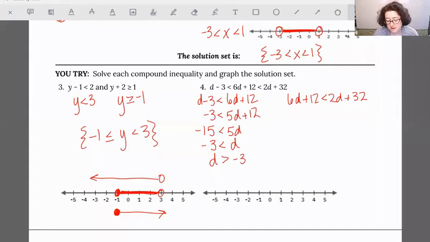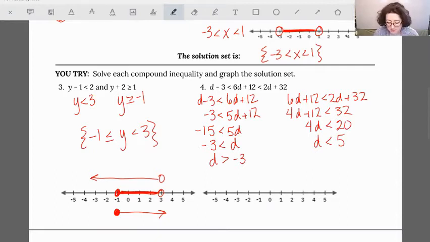Now, in our second inequality, again, move things over to combine your like terms. Let's subtract 2D from both sides. So that would give us 4D plus 12 less than 32. Subtract 12 from both sides. So 4D is less than 20. And divide both sides by 4. So D is less than 5.